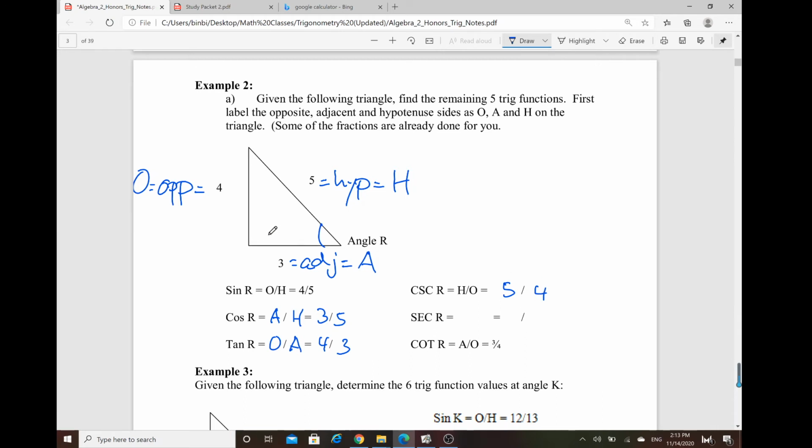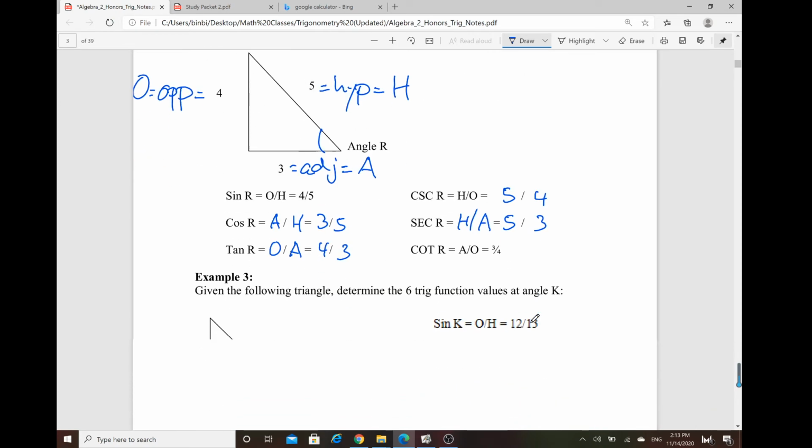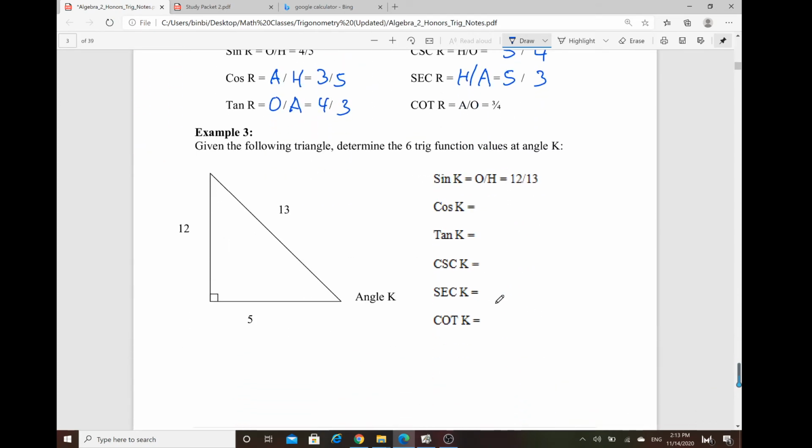And then secant of R. Secant of R is hypotenuse over adjacent, so H over A, which is 5 over 3. And then cotangent of R, which is adjacent over opposite, so that would be 3 over 4. And then for the other examples, you can do the exact same thing.